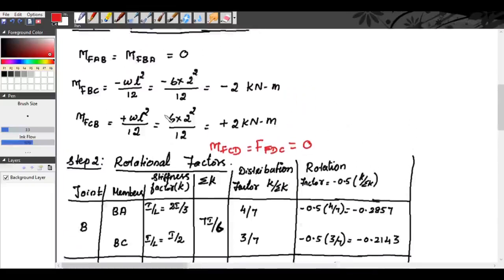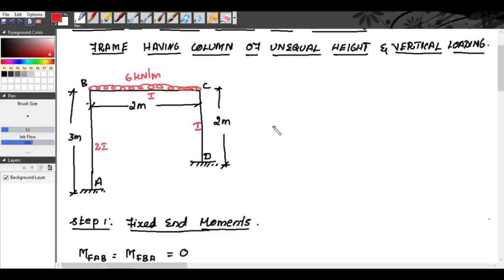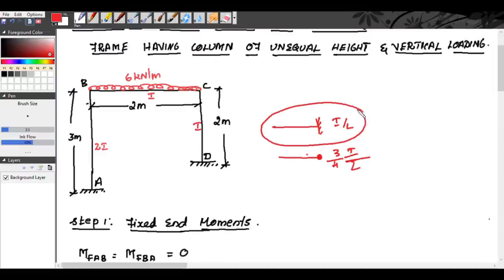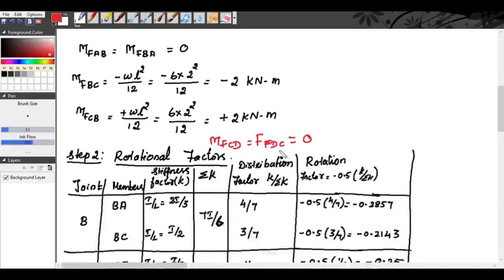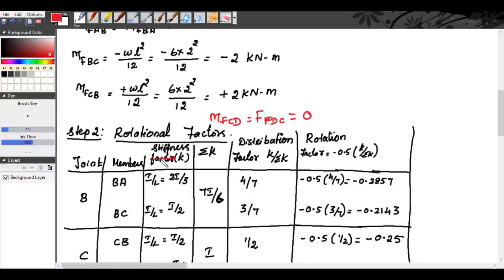How do we find the stiffness factor? If the far end is fixed, the relative stiffness is I by L, and if the far end is hinged, the relative stiffness is 3 by 4 I by L. Here, everywhere it is fixed. A is fixed, D is fixed, and B and C are intermediate supports, so they are also considered fixed. So everywhere it is I by L. This is the relative stiffness.